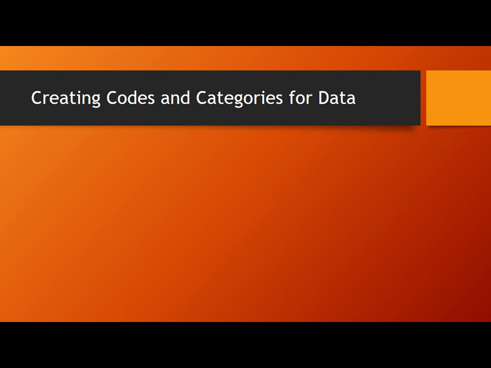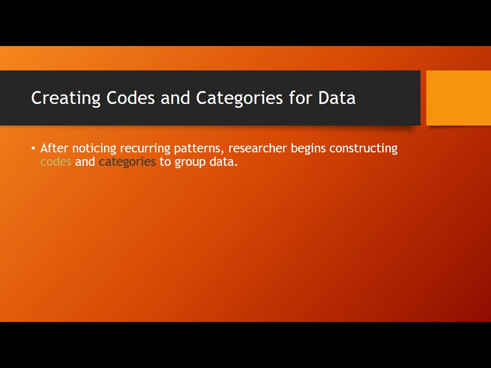Okay, oh, here it is. Creating codes and categories for the data. I've been talking about meaning units. Meaning units are the first initial elemental steps, recognizing them. So they're basically what you find in the data. I'll just let this talk for itself for a minute. After noticing reoccurring patterns, researchers begin constructing codes and categories to group data. This is a little bit parallel with extracting numbers if you're on the quantitative side of things.